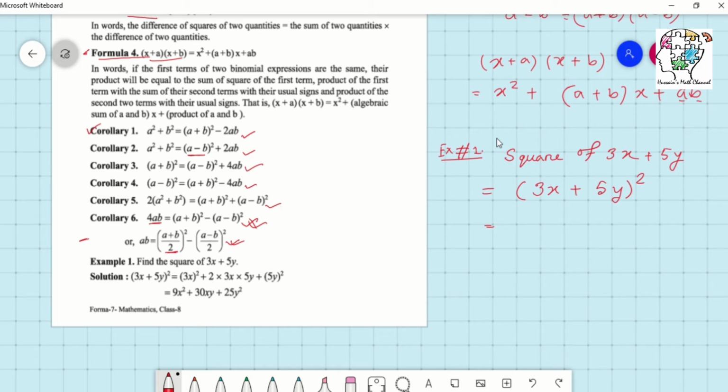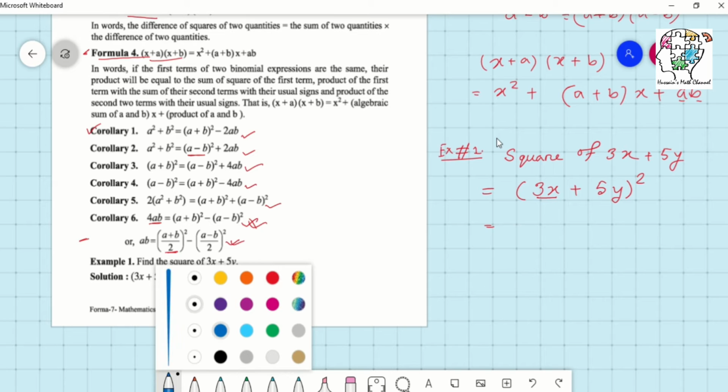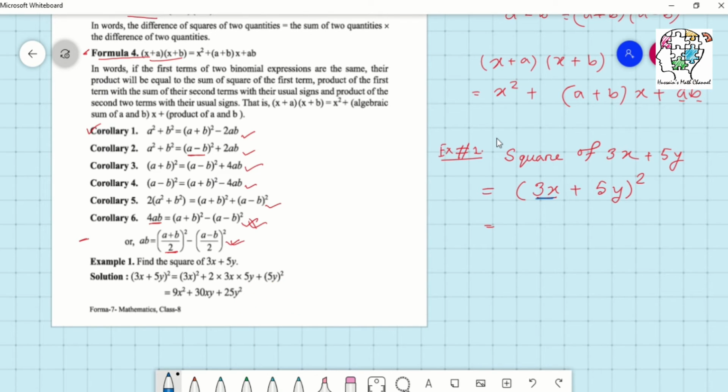Now this 3x we can treat like a, and 5y we can treat like b. So a plus b whole square, that means if we remember the formula of this one, we can write easily 3x, that means a square, plus, in the formula we had 2 times a, means 3x, times b, means 5y, plus b square, means 5y whole square.